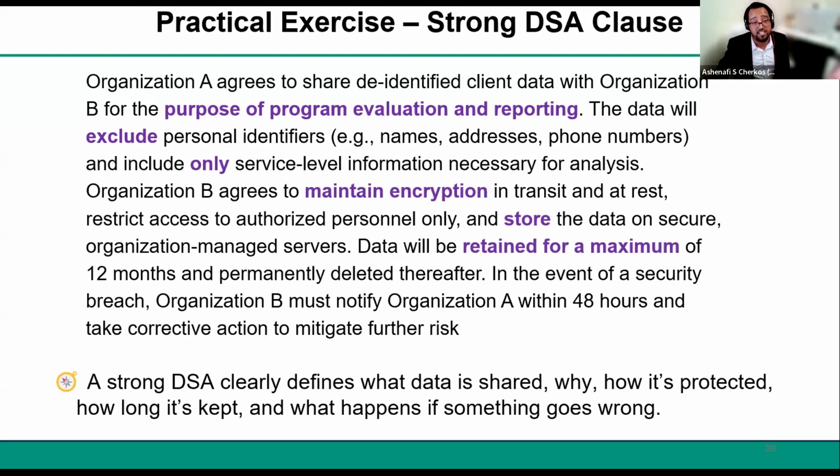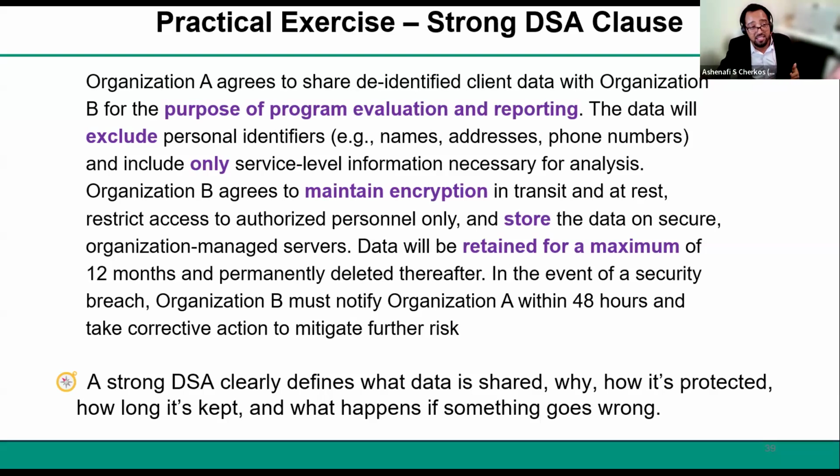Okay, so this clause, as you can see, is very complete. It has the purpose, and it specifies the identification, that it will not have names, address, and phone numbers, and it can only serve a certain purpose, like service level information is going to be provided, and the purpose is for program evaluation and reporting. Organization B agrees to maintain encryption in transit and at rest, and there is data privacy at the store, right?